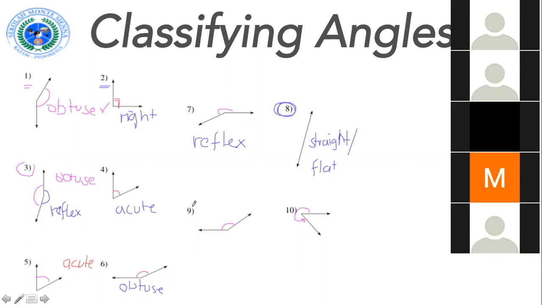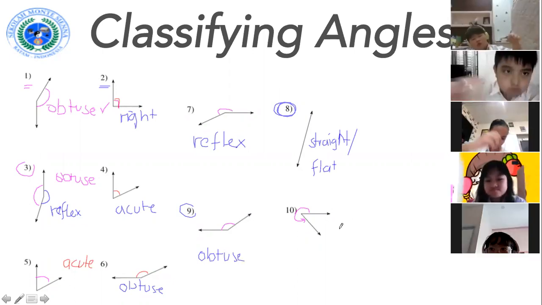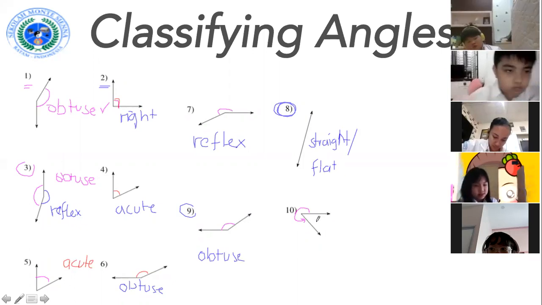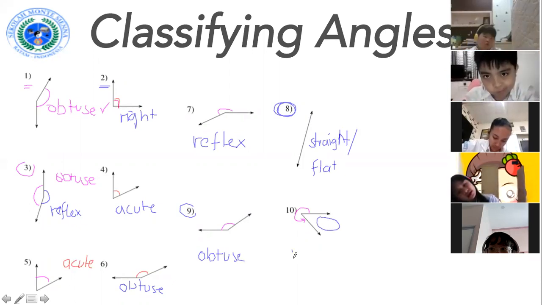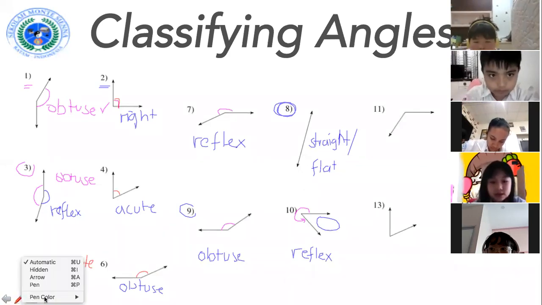Okay, number 9. Obtuse. And number 10. I think it's full, teacher. It's not yet full, because there's still an open part here. It's only a reflex. Yes, it's a reflex, Dira. Okay, next examples. I'm going to put the rotation here.